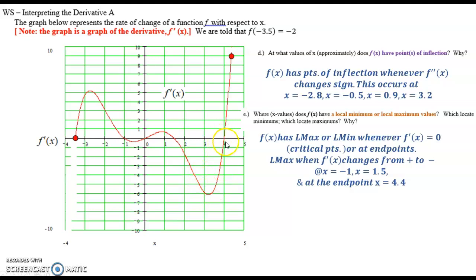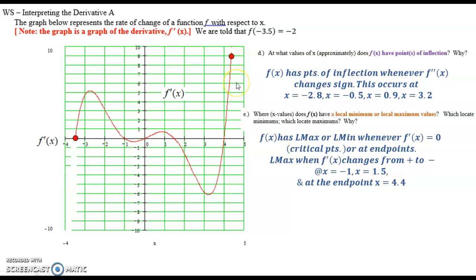Again, at this critical point, the derivative changes from a negative derivative, then a 0 derivative, then a positive derivative, so that's going to be a min. But then this endpoint over here, the derivative is positive until it reaches that endpoint, which means the curve is increasing until it reaches that endpoint.